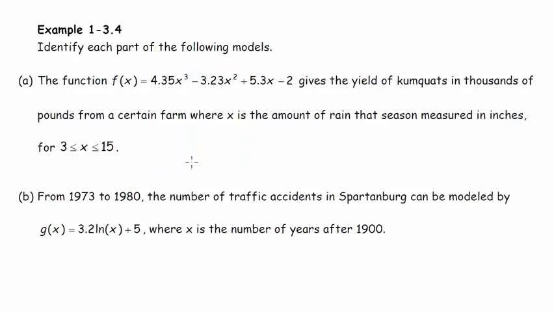So let's look at a couple examples here. Now here I give you models. These are written out as a narrative. Some students prefer to bullet the full 4 parts. That's fine. Alright, so let's see if we can find the 4 parts. Let me just read it first and then we'll go back and find the 4 parts. So the function f of x here gives the yield of kumquats in thousands of pounds, where x is the amount of rain that season measured in inches for 3 to 15. Alright, so the first piece is right here. That's the easiest one. We have an equation.